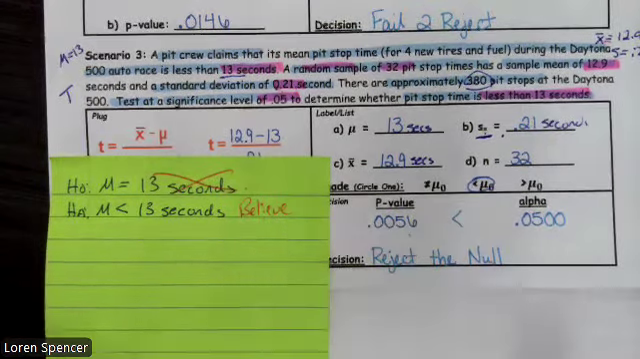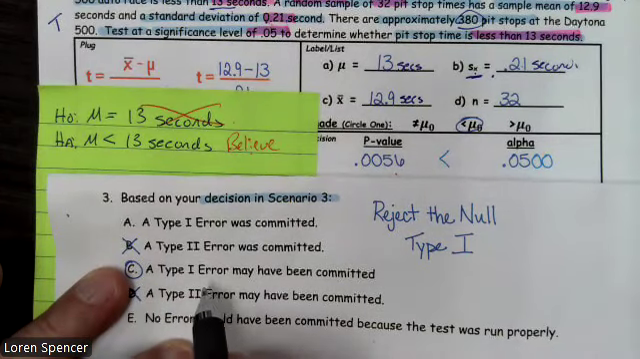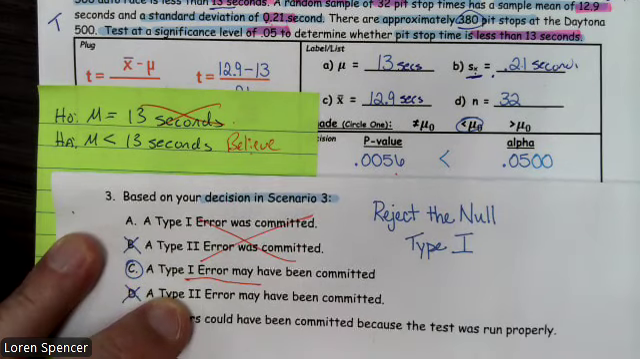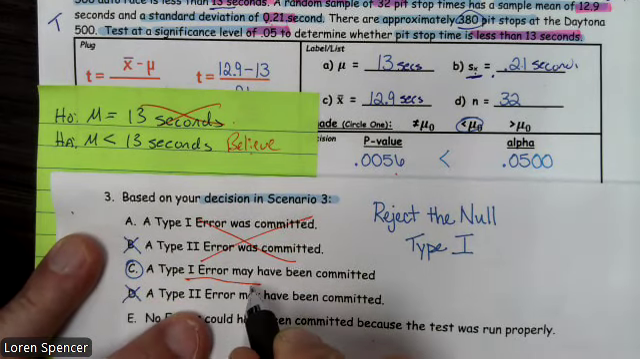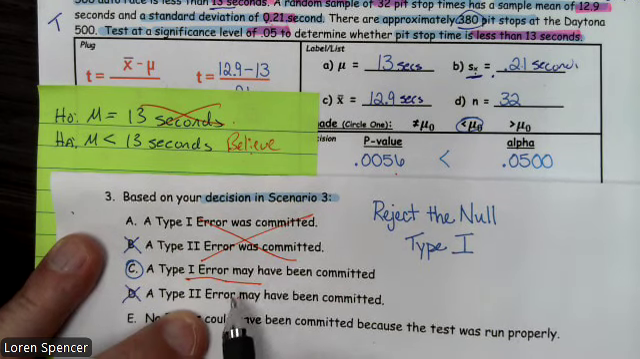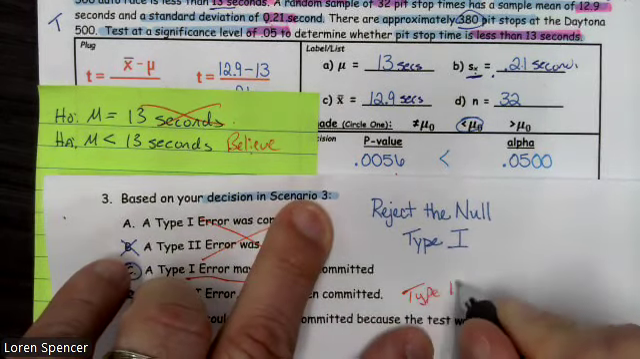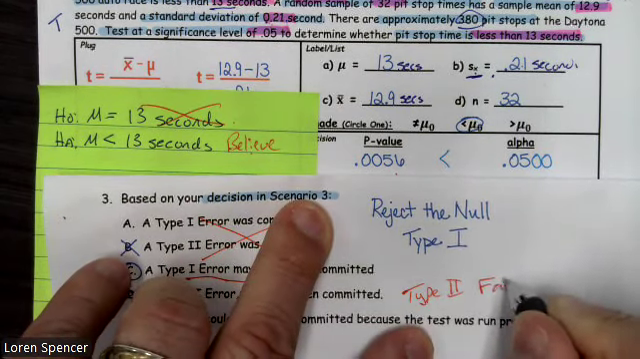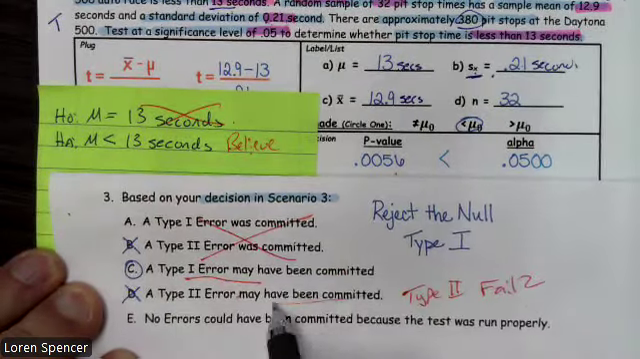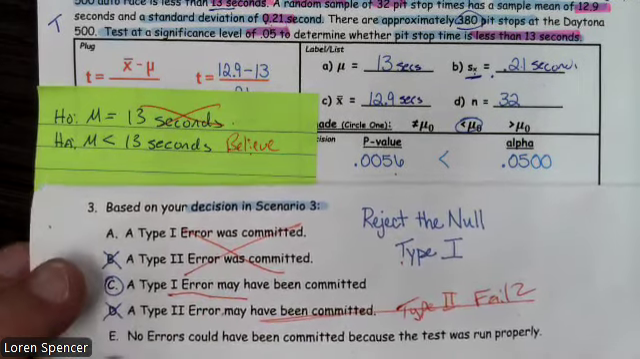And if you reject, the only type of error that you may have committed is a type 1. Remember, anything that says was committed, we don't know. So those are eliminated, and because we rejected, it had to be a type 1. It can't be a type 2. Remember, type 2 is a fail to. Well, we didn't fail to reject, so there can't be that. We rejected. The only type of error that we could have committed is a type 1.